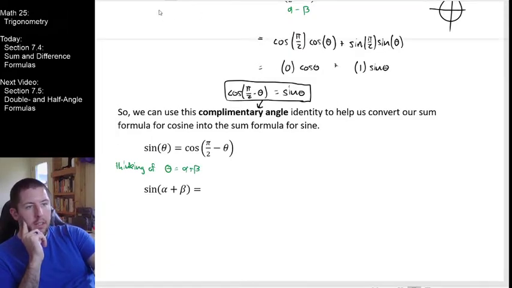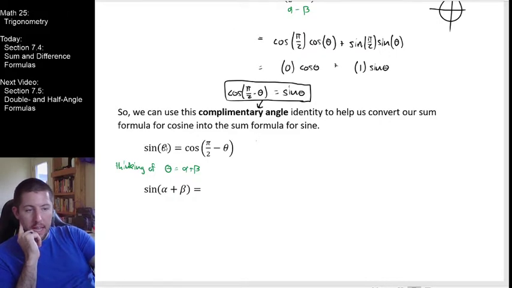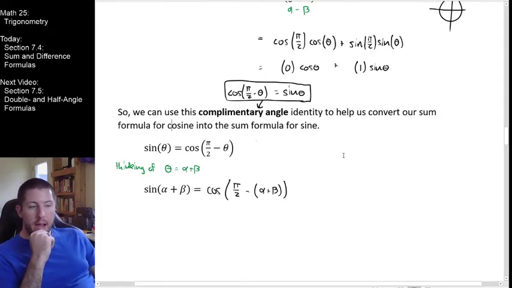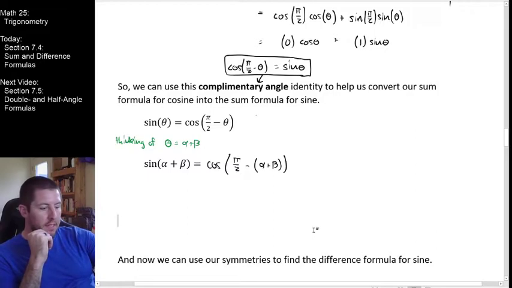Then in that case, uh-oh, now what have I done to myself? That means that I should be rewriting this. I'm just following this identity in this slot right here. Sine is sine, theta is alpha plus beta, cosine is cosine, pi halves remains, minus alpha plus beta. Seems reasonable. The point is, I can now do my sum and difference formula on this.